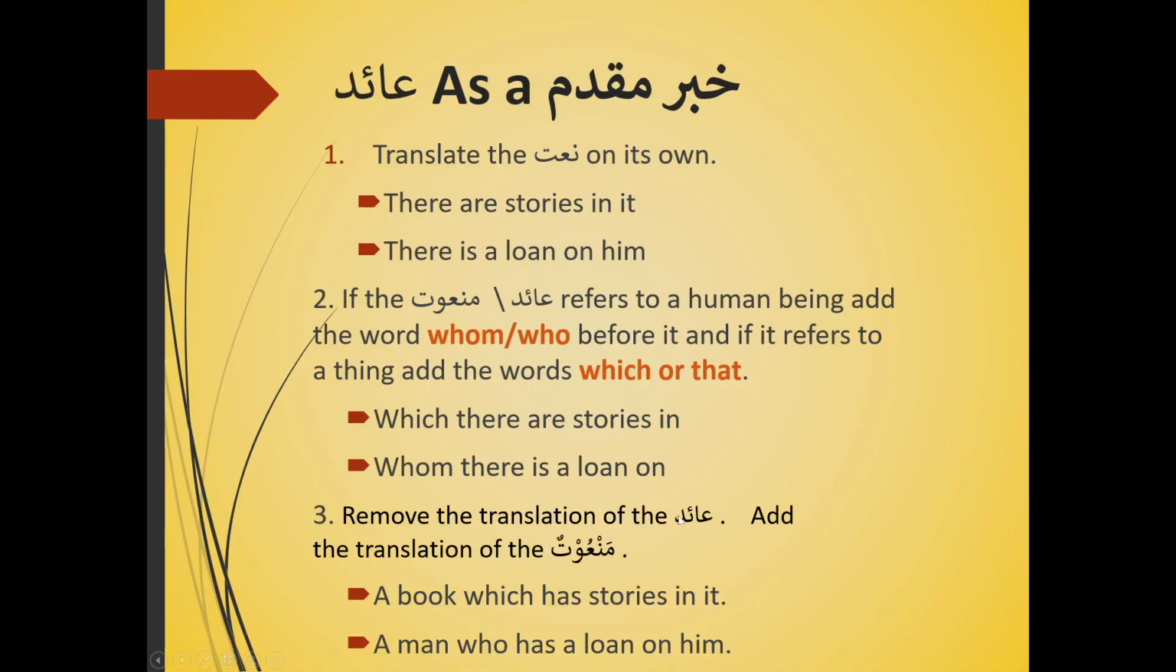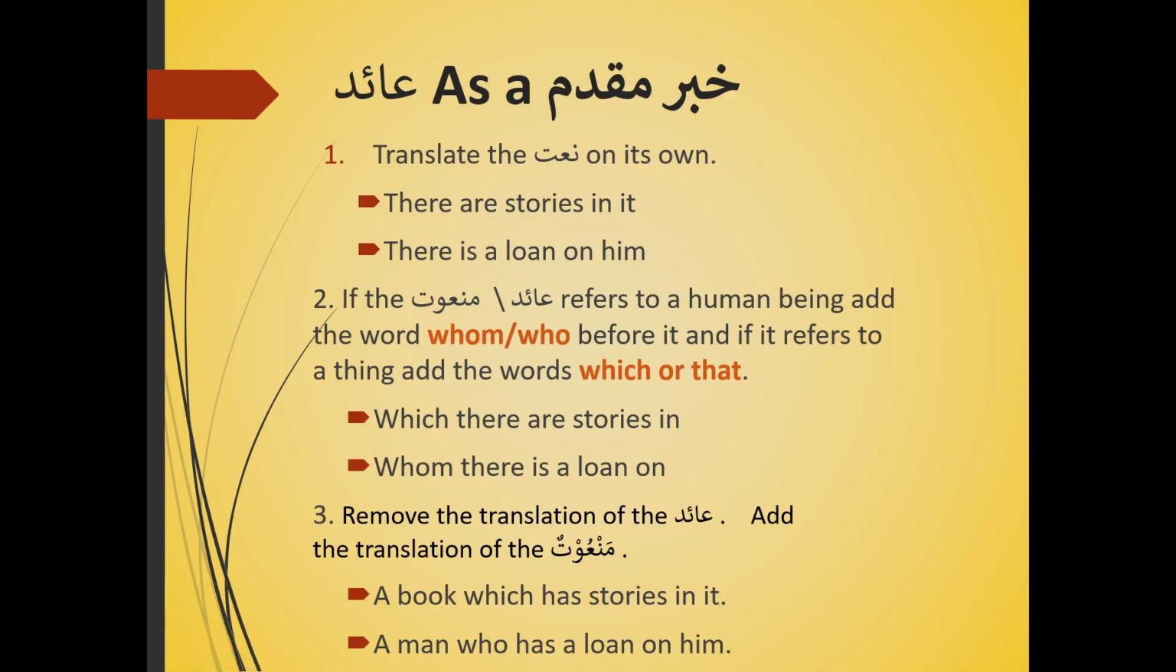Then remove the translation of the ayat. That's where it's gone now. And add the translation of the man'ut. Now it looks as if we've added it in. A book which has stories in it. A man who has a loan on him. On him. A book which has stories in it.